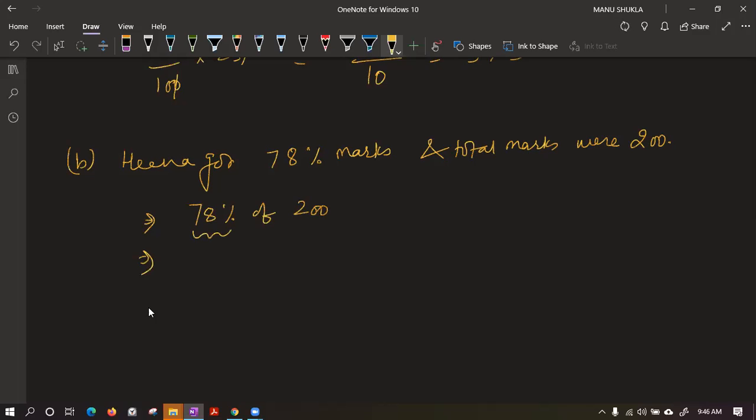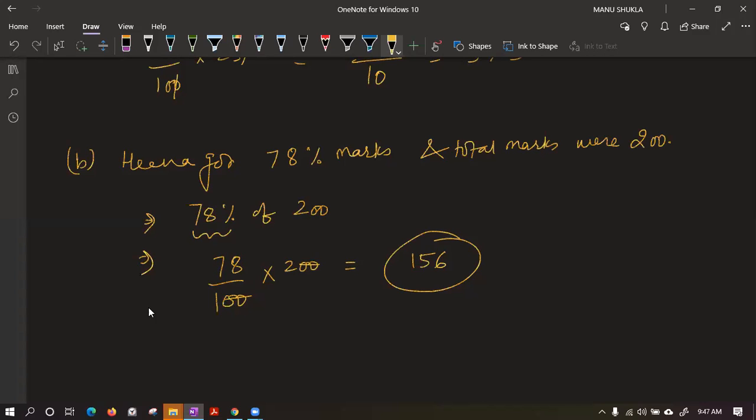78% means percentage is given to you already. If percentage is given to you, you will divide by 100 to find the value into 200. 0, 0 cancel. And the answer is 2 8 is 16, 2 7 is 14, 156. Very much impressive. Okay, so this way we can find the marks obtained by Hina. This is a value.